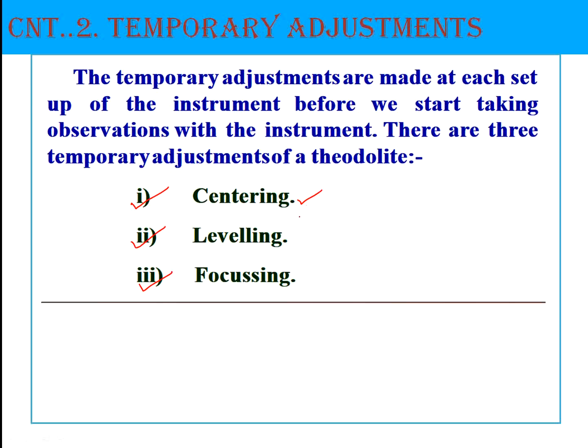Centering, setting up, etc. will come as the first step. Setting up means the centering, and a rough leveling of the instrument is done as a first step using the bubbles in the tripod. You can do not the exact leveling, but a rough leveling. So centering, setting up, etc. will be your first step as a temporary adjustment. Now what is the second temporary adjustment? That is leveling.